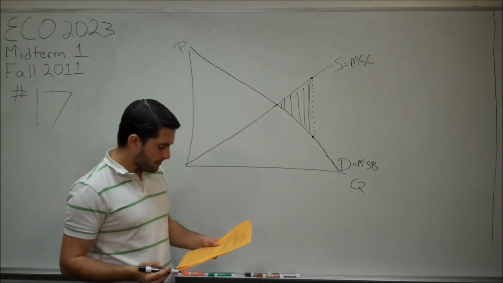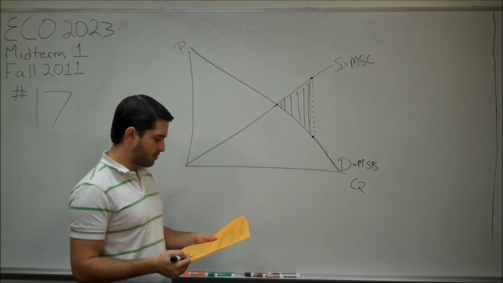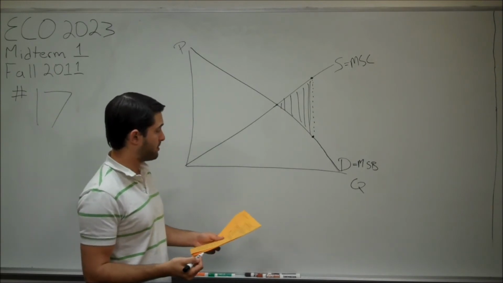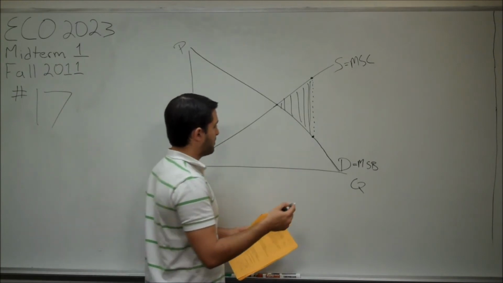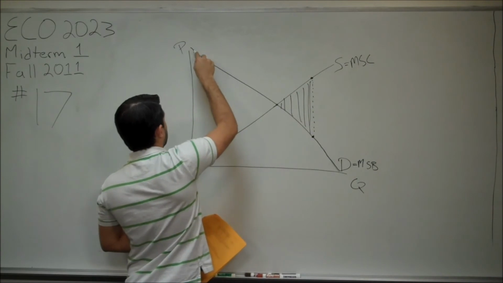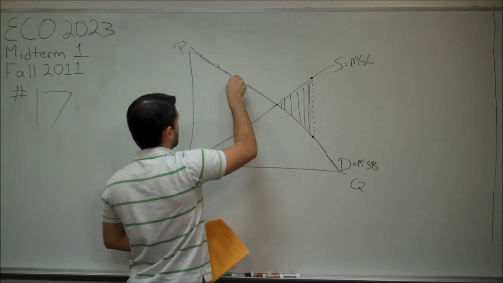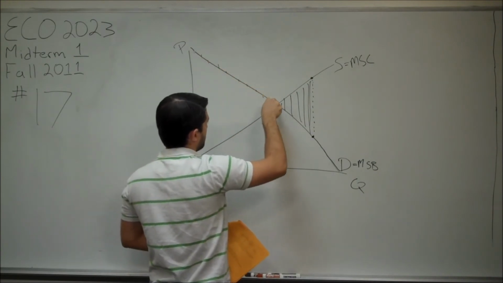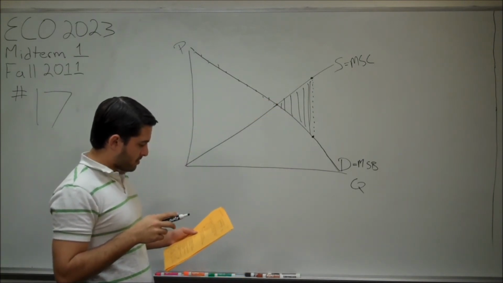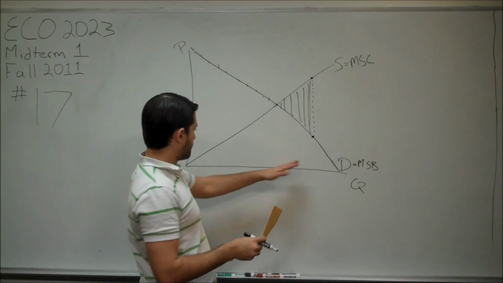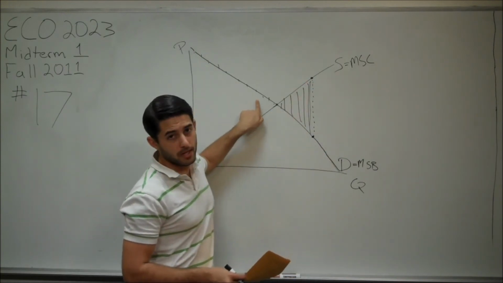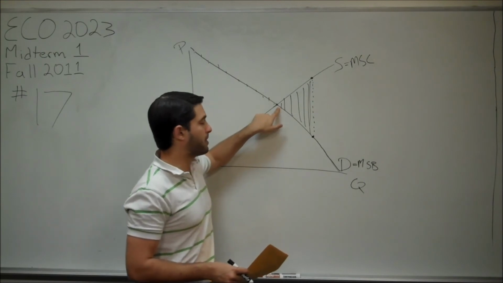So the second choice reads, the marginal social benefit of the shirt is greater than its marginal social cost. For the marginal social benefit to be greater than marginal social cost, that represents every point along this line up until you reach the equilibrium point. So if the marginal social benefit is greater than the marginal social cost, that means you are at a point that is not yet at the efficient point.